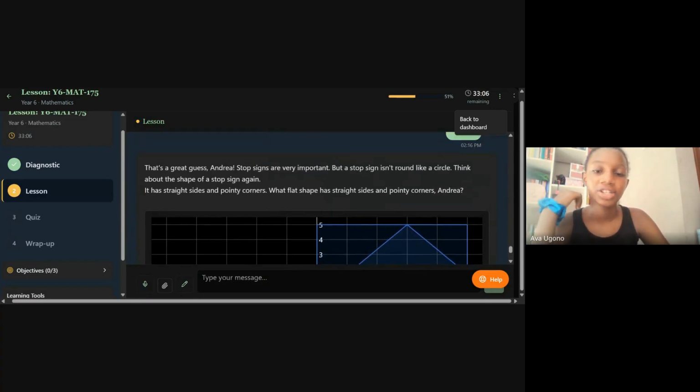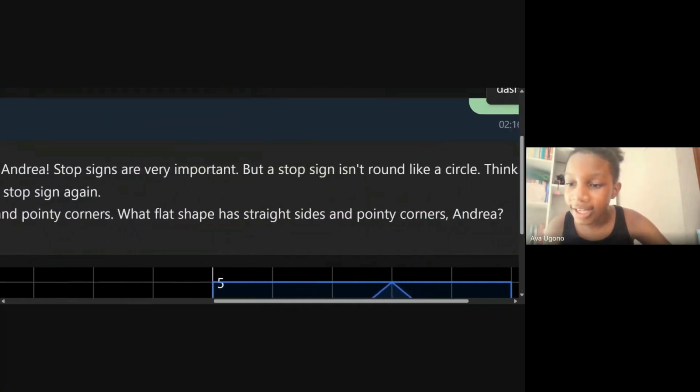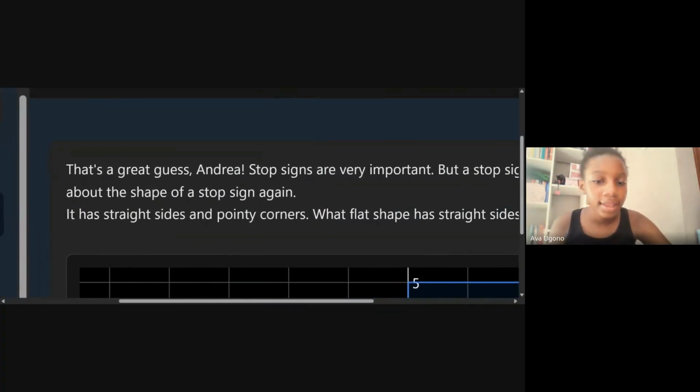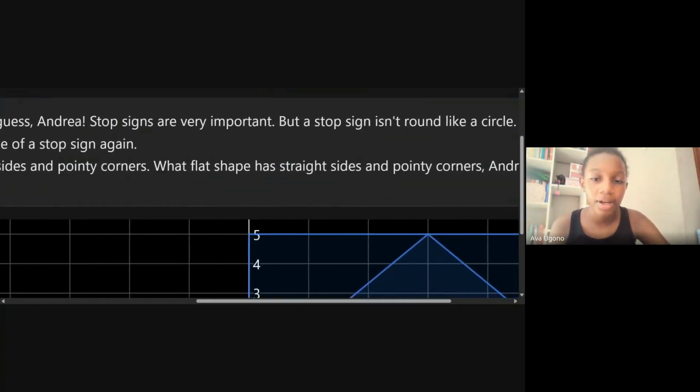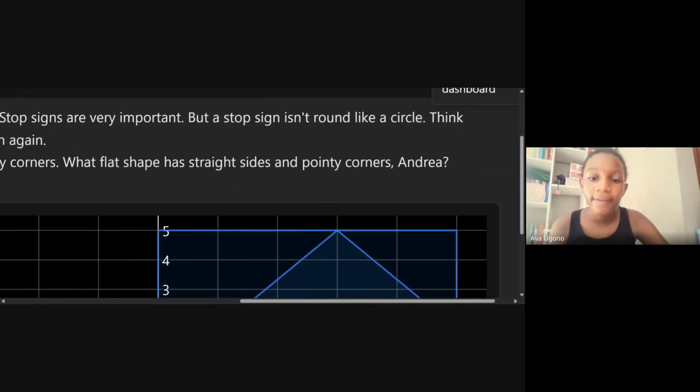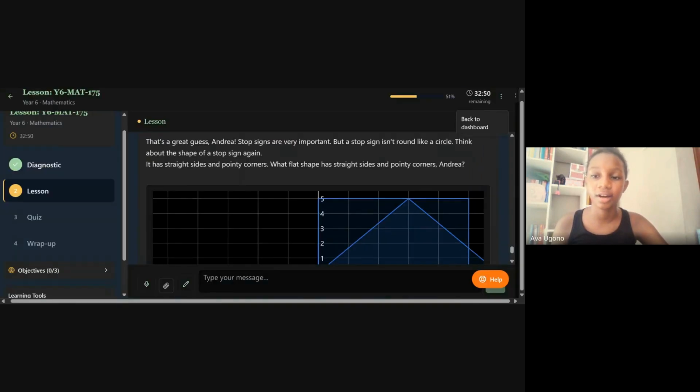That's a great guess, Andrea. Stop signs are very important, but a stop sign isn't round like a circle. Think about the shape of a stop sign. It has straight sides and pointy angles. What flat shape has straight sides and pointy corners, Andrea?